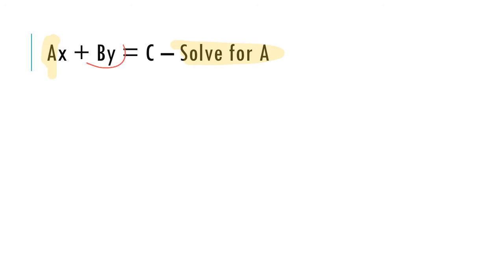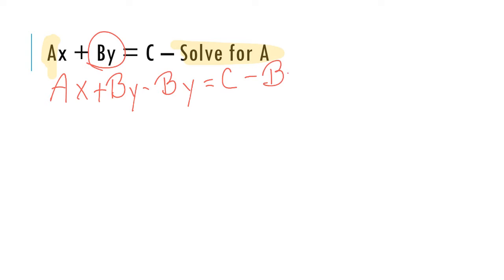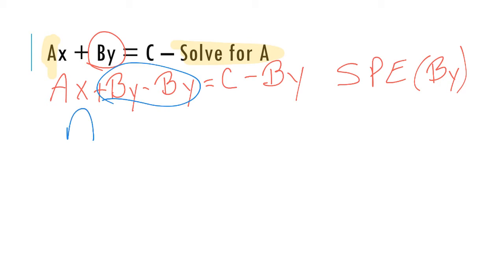First thing I want to do is I want to lose this plus by. So my first line, we do ax plus by minus by equals c minus by. And all I did here was I subtracted by from both sides. So my next line, I'm going to simplify that. So now I have ax equals c minus by. And all I did there was combine my like terms.